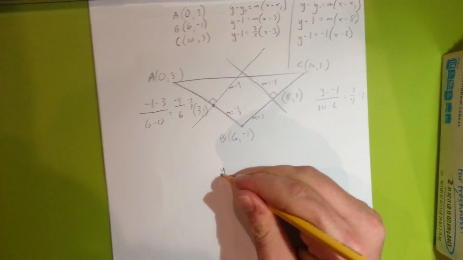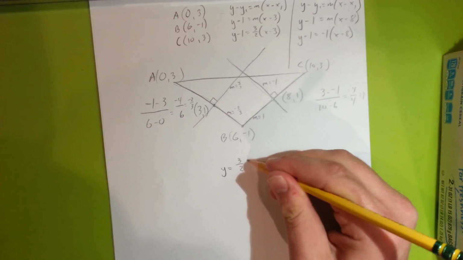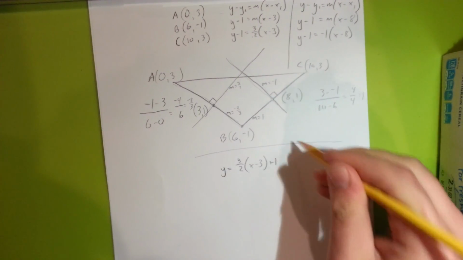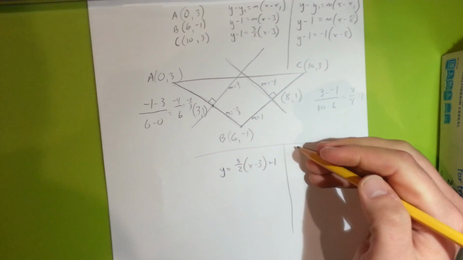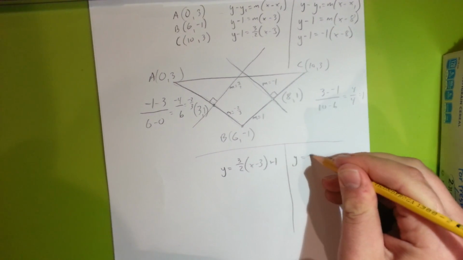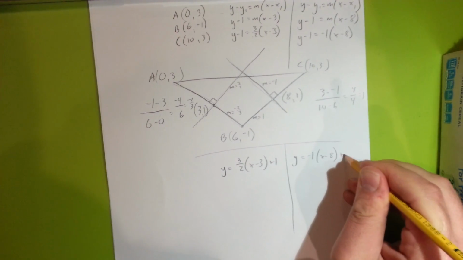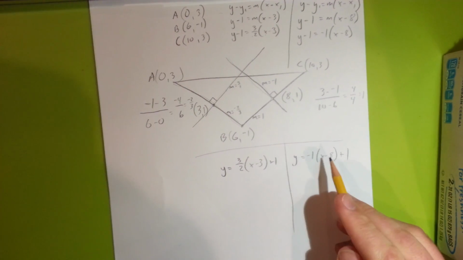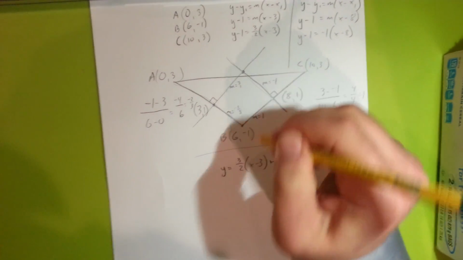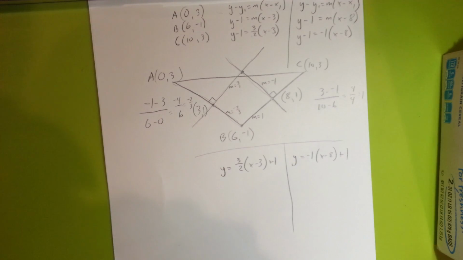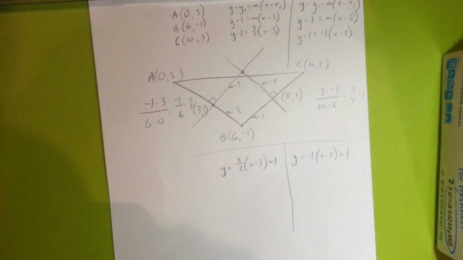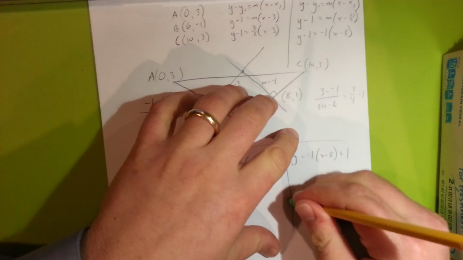Alright, now what I do is solve both of these equations for y. So I'd have y is equal to 3/2 times x minus 3 plus 1. That came from that equation right there. I just added 1 to both sides. And then I add 1 to both sides here, so I have y is equal to negative 1 times x minus 8 plus 1. So now I have both equations solved for y, so I can set them equal to each other because I'm looking for the place where they are equal. The x and y values for both of those equations are the same at that one spot, the circumcenter.